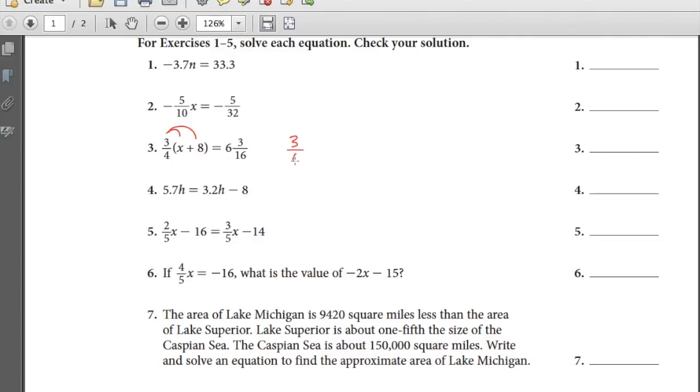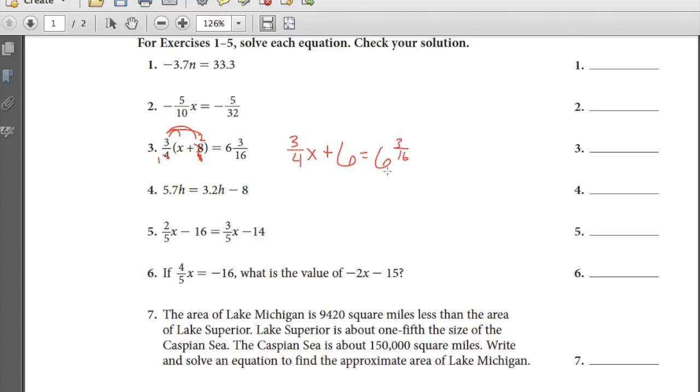For number 3, we're going to distribute the 3/4 to the x and the 8. So we get 3/4 x. And remember that 8 is 8 over 1. 4 goes into 4 once. 4 goes into 8 twice. 2 times 3 is 6. So 3/4 x plus 6 equals 6 and 3/16.